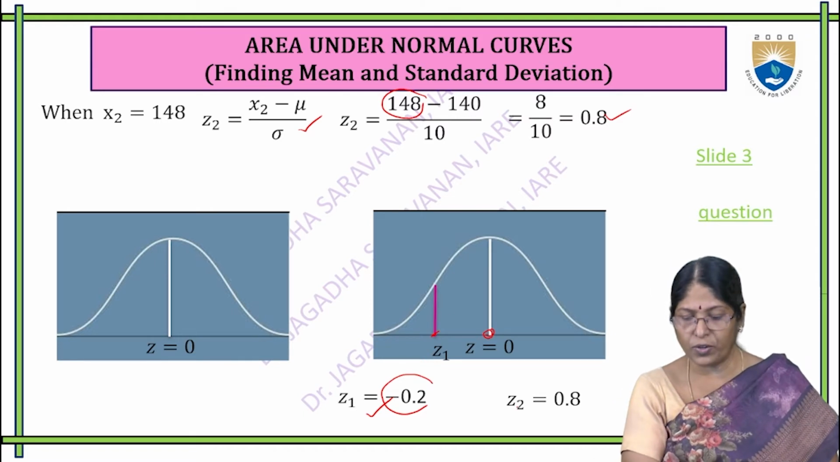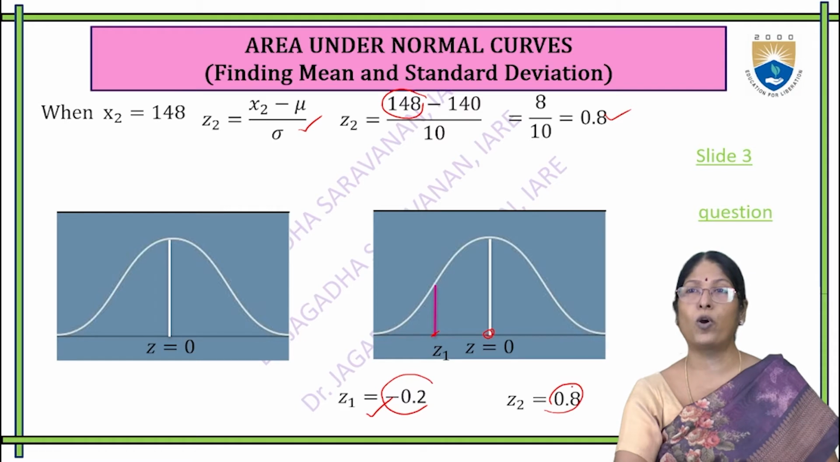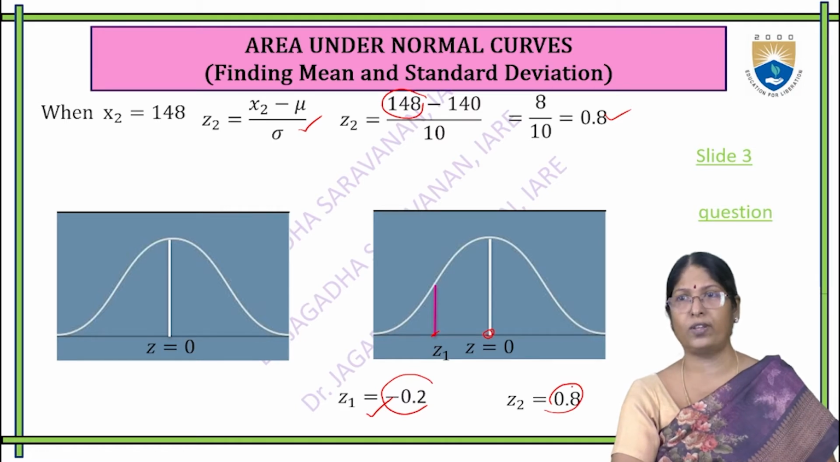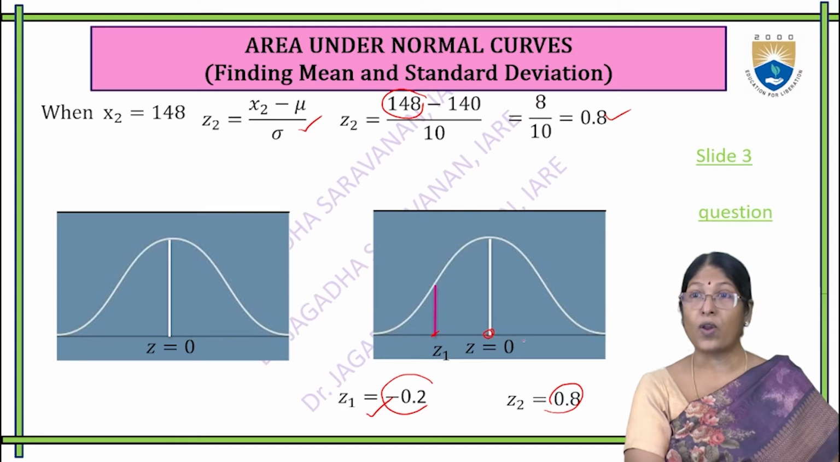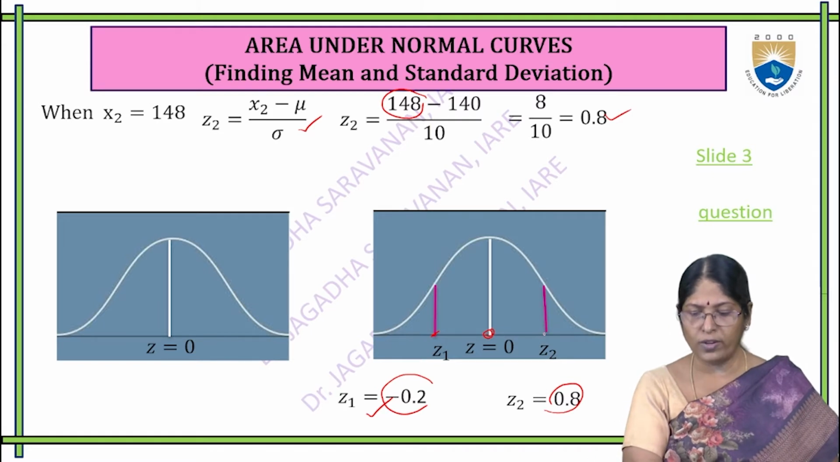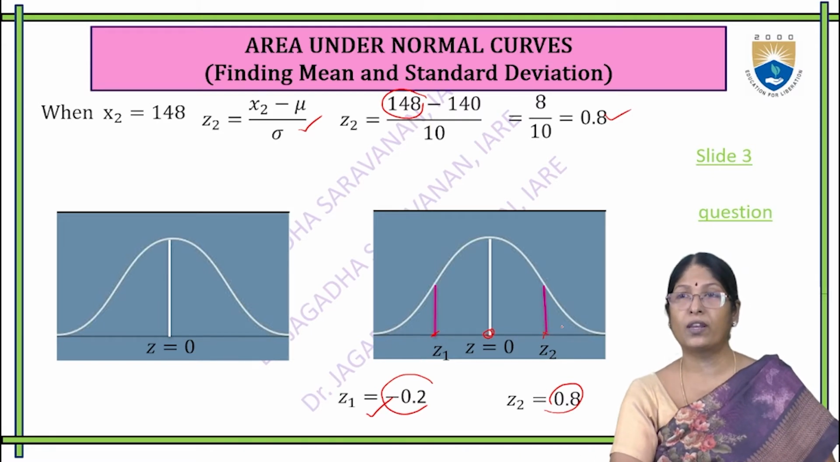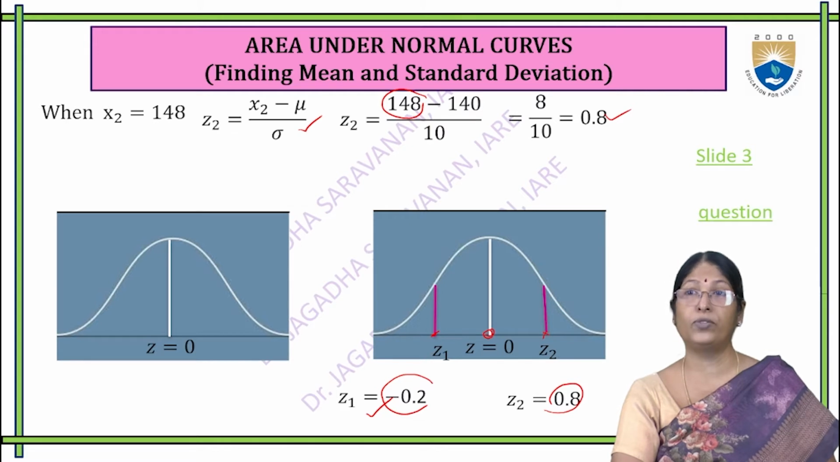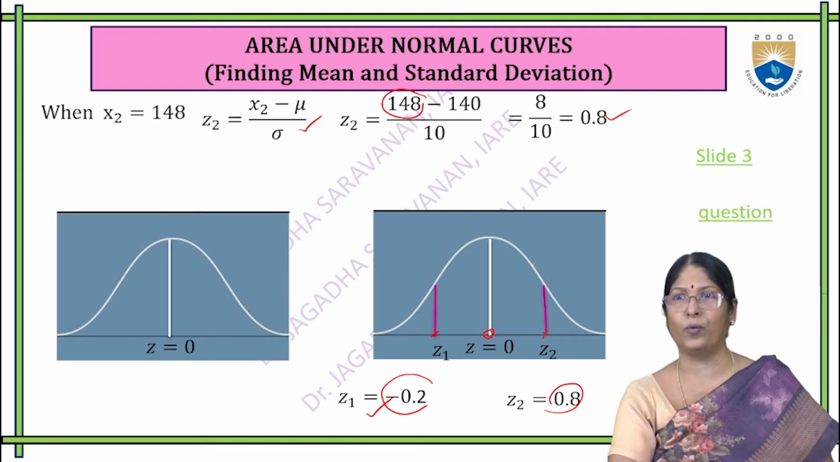The next, Z2 point is 0.8, that is positive. If it is positive, it goes to the right of z equal to 0. So Z2 is placed. At the point Z2, the vertical line is drawn and touches the normal curve.